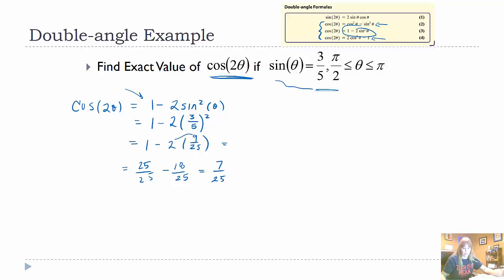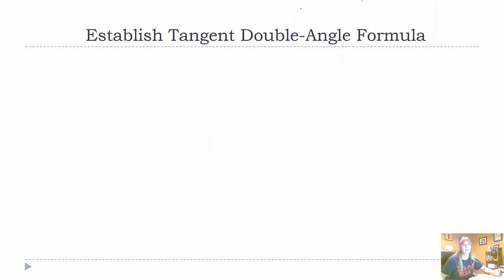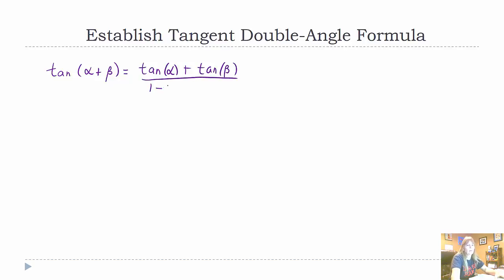All right, next item up for bid is let's establish the tangent double angle formula. So we're going to do the same thing basically. If you remember, the tangent sum formula we did last section was tangent alpha plus tangent beta all over 1 minus tangent alpha tangent beta. All right, so we did that last time.